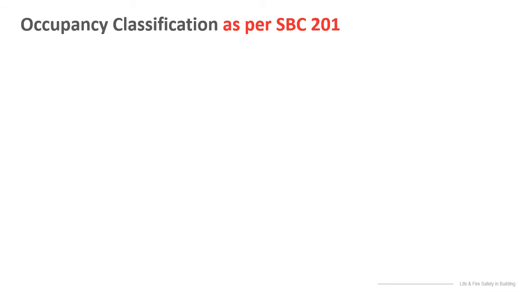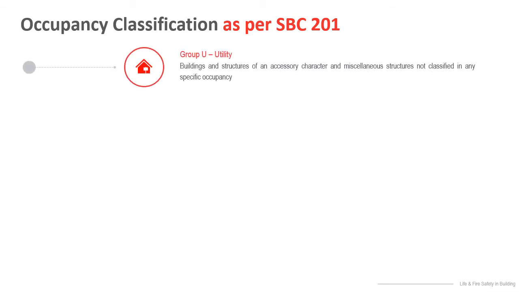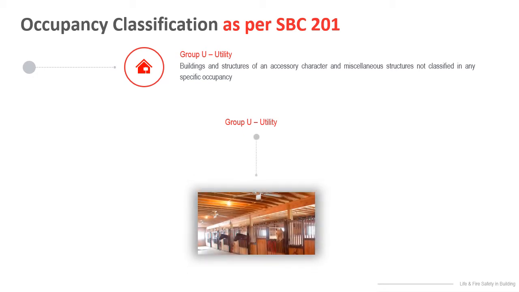The last occupancy classification by Saudi Building Code is Group U: utility, building and structure of an accessory character and miscellaneous structure not classified in any specific occupancy. And we have only one category, Group U, and an example of it, utility.